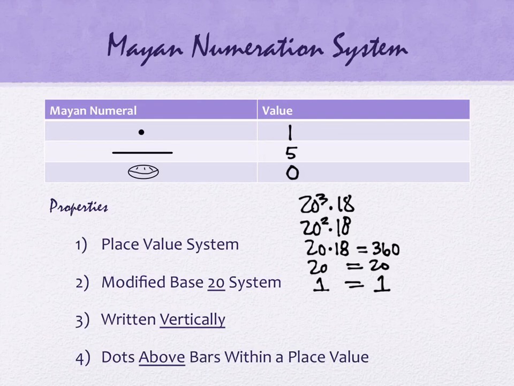So as we build upon that, what would the next one be? If you take 360 and you multiply by 20, what do you get? I don't have this written down. Somebody's got to tell me. 360 times 20. Is it 7,200? Yes.